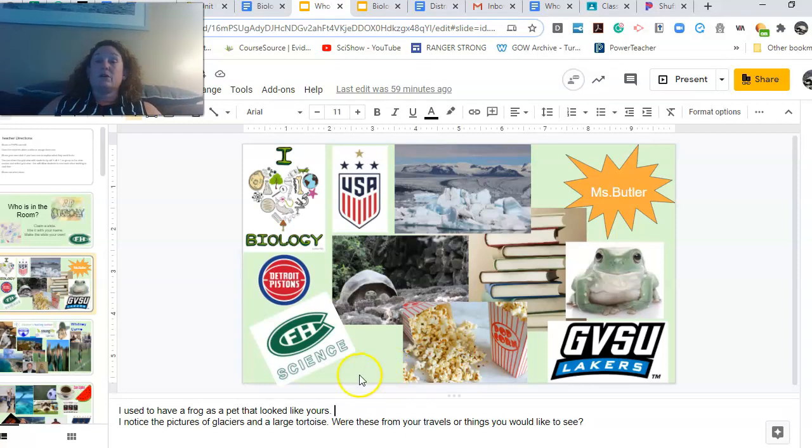What you'll do when you take a look at the slide is look and see some of the things. So what I noticed, a couple of things with Miss Butler's: one, that I used to have a frog as a pet that looked a lot like this one. And I also noticed her picture of the tortoise and the glaciers that were here. And so the question that I asked her is if those were from travels that she had taken or if they were just things that she would like to see.